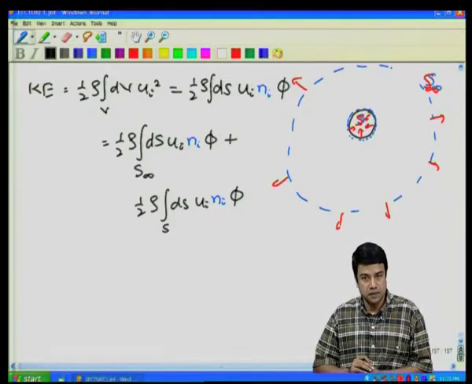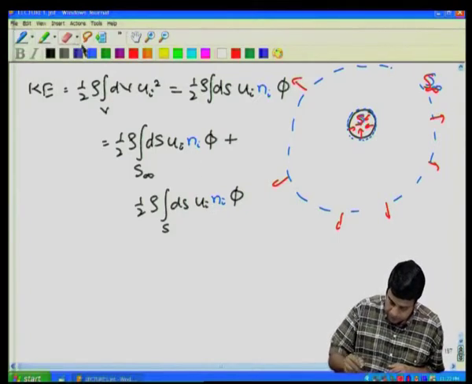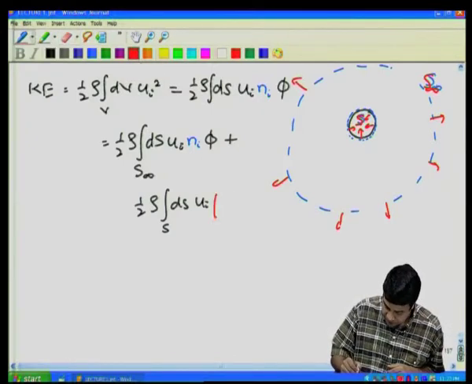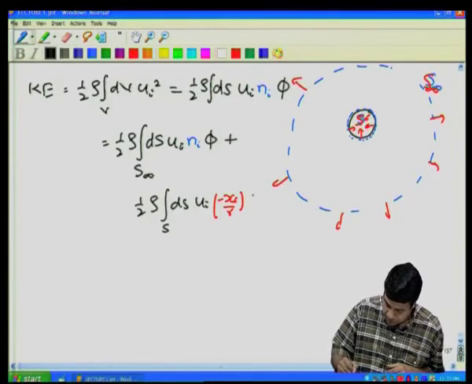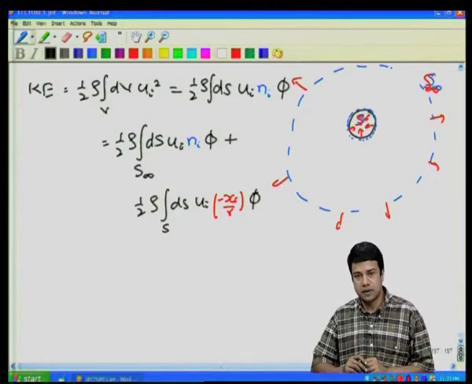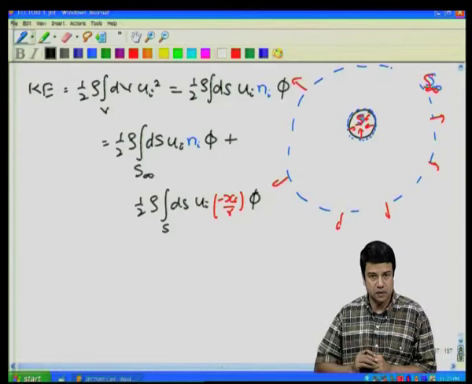Therefore, the value of the unit normal at this surface is directed inwards, which means that this unit normal is equal to minus x_i by r into phi. Because it is directed opposite to the displacement vector in the coordinate system whose origin is at the center of the sphere. So, we can write this as a sum of two integrals. The first integral is over the surface at infinity.